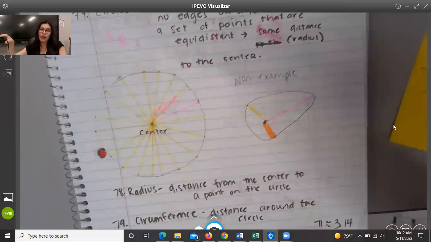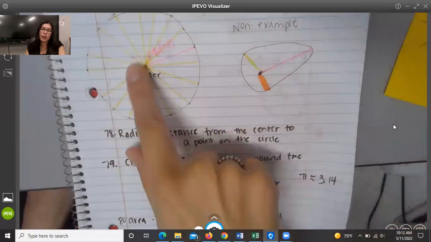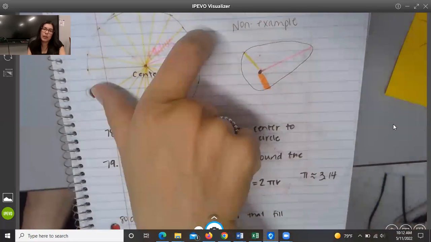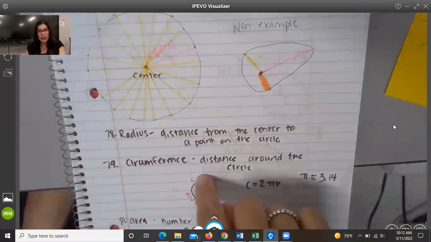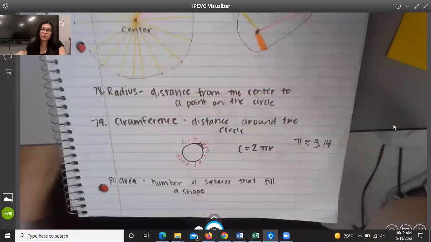And when we talk about radius, it's the distance from the center to any point on the circle. That's the radius. And then if you did from one point to another point on the circle, that would be the diameter, opposite of it. So circumference is the distance around the circle. You could think about it as perimeter for a circle.